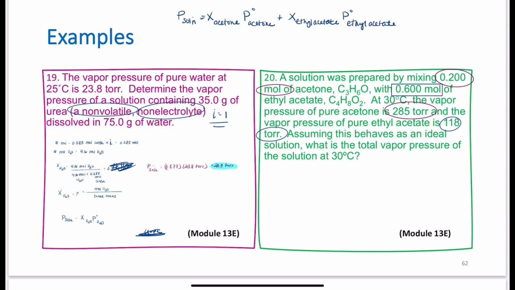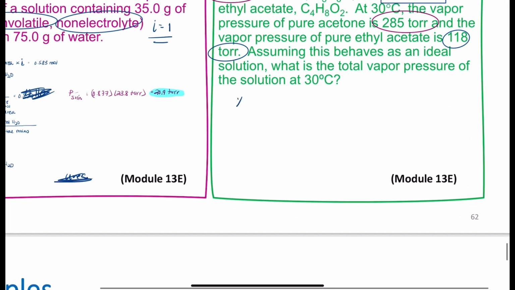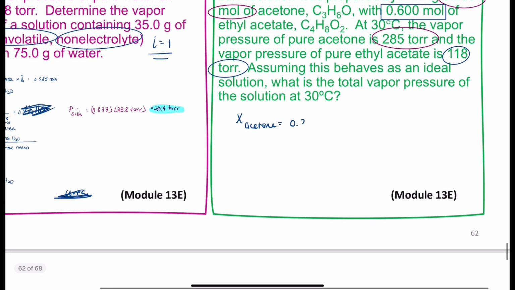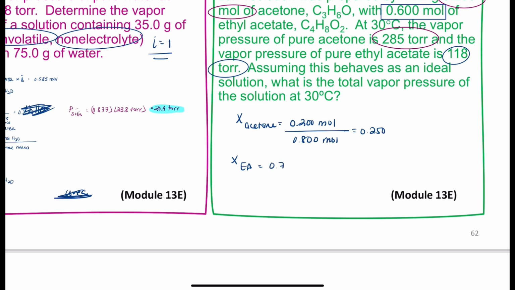I have to find those mole fractions. The mole fraction of acetone is 0.200 moles for acetone divided by 0.800 moles total. The 0.6 and the 0.2 add up to 0.8. This gives me 0.250 for the mole fraction of acetone, which means that the ethyl acetate has to be the remainder. It's the only two things in the system.